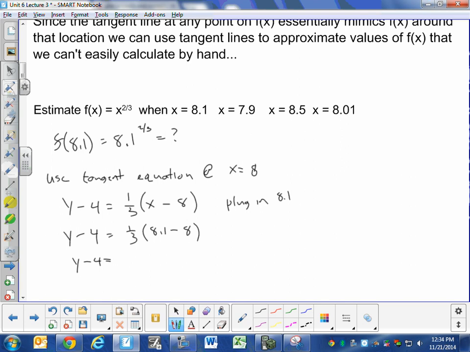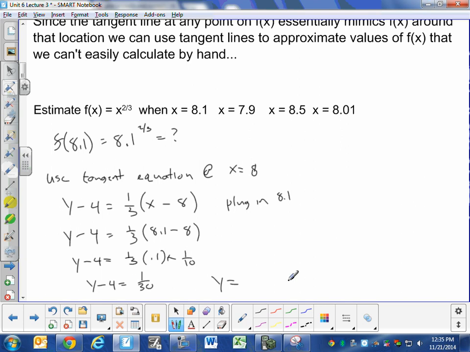I get y minus 4 is equal to 1/3 times 0.1. Now, if this was like 3, I would just multiply 3 by 0.1 to get 0.3. But this is 0.3 repeated, so instead I'll treat this as 1/10. And if I multiply these two together, I'll get 1/30. And then to figure out this y value, I add 4.